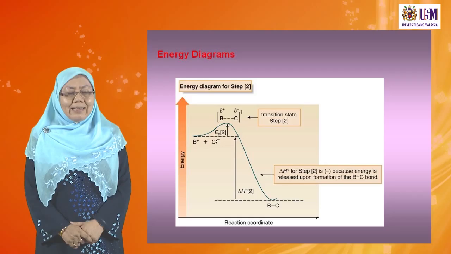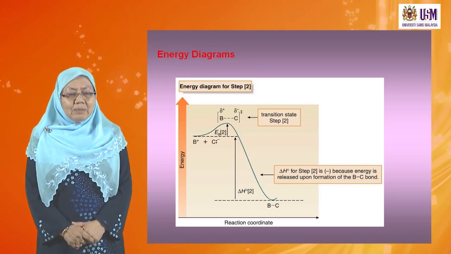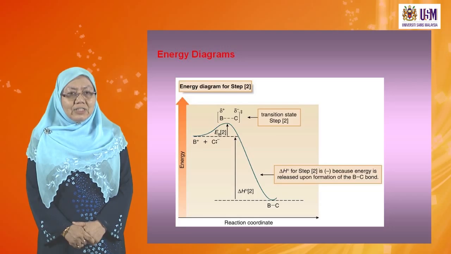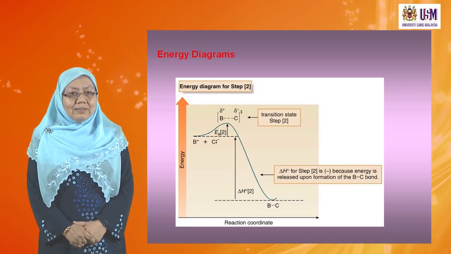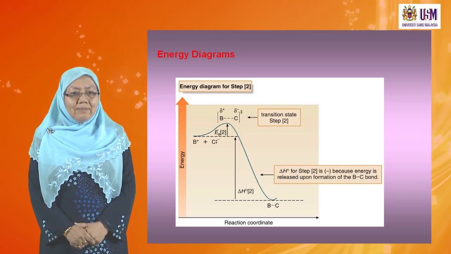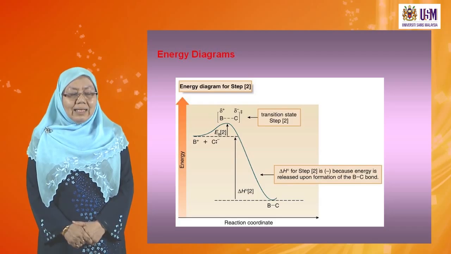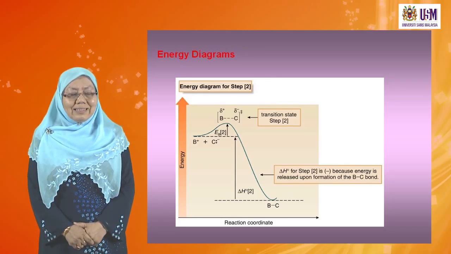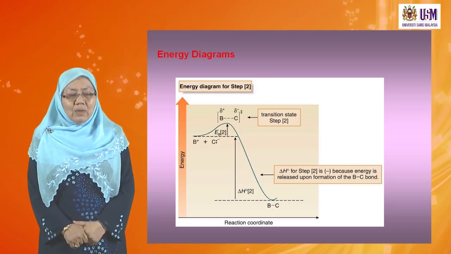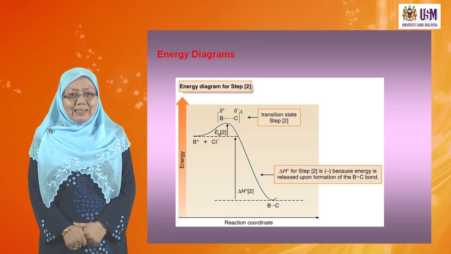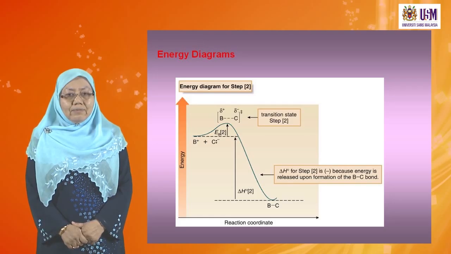This following diagram shows the energy diagram for step number 2. In step number 2, we have the intermediate B that will react with the anion C. When B and C react, they form a bond. So there is an activation energy that is needed to form this bond. So at the transition state of step 2, we will have the bond between B and C being formed, and partial charges of negative charge on C and a positive partial charge on B. And then when the product is formed, that is the full bond between B and C, we can see that delta H2 now is negative because energy is released when the bond between B and C is formed.